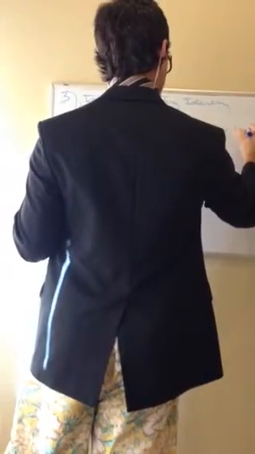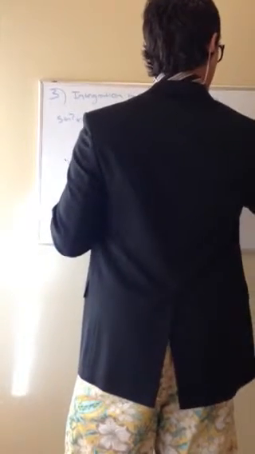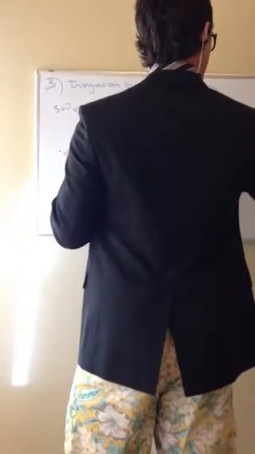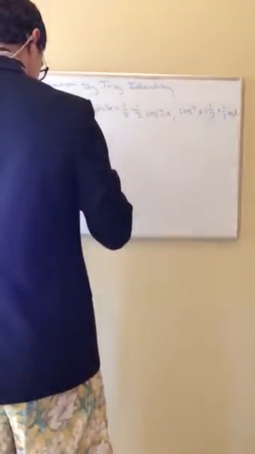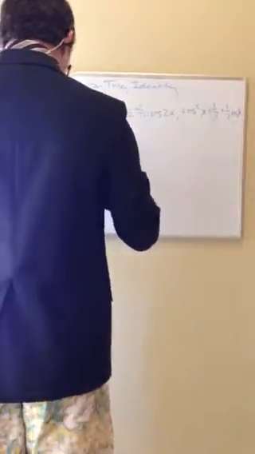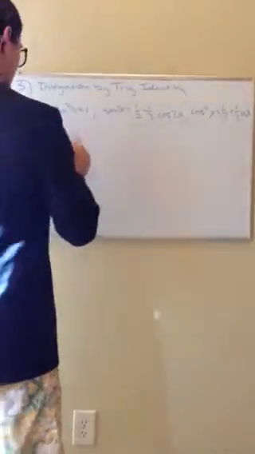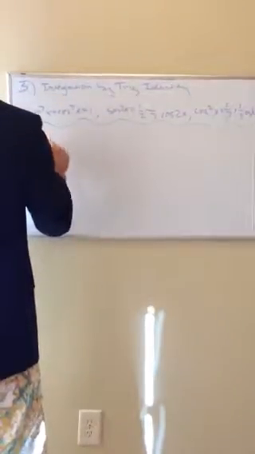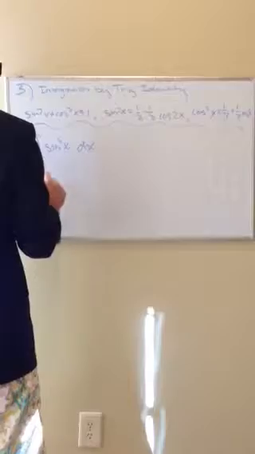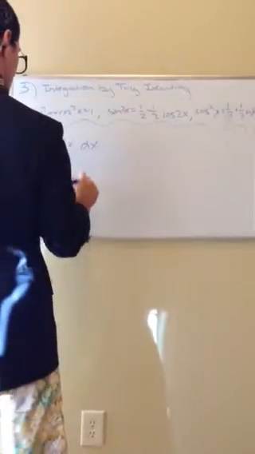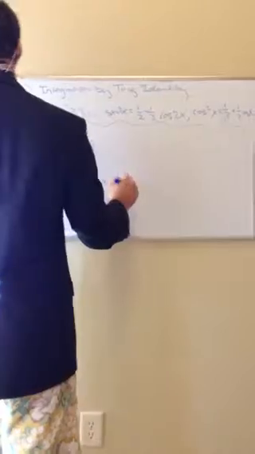And you're also going to want to know that cosine squared x equals 1/2 plus 1/2 cosine 2x. Okay, so we are given the problem, the integral of sine cubed x dx. We would want to break this up into sine squared x, sine x dx.